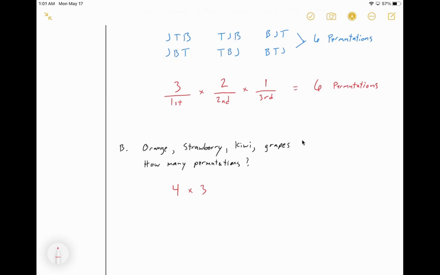How about for the third spot? Well, let's say orange got first and strawberry got second. How many are left? Well, that means there's only 2 remaining. And in the last spot, there's only 1. So 4 times 3 times 2 times 1. Do that in your calculator. 4 times 3 is 12, times 2 is 24, times 1 is 24. So there are 24 different permutations.